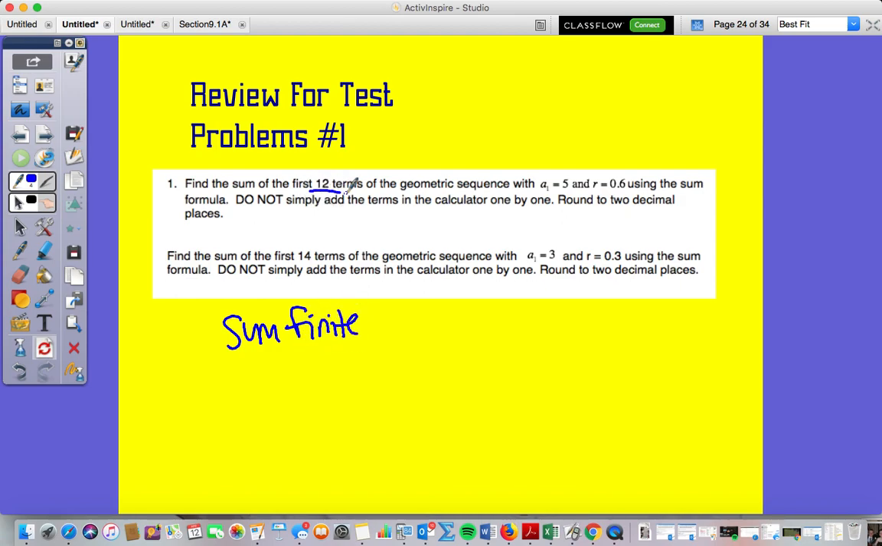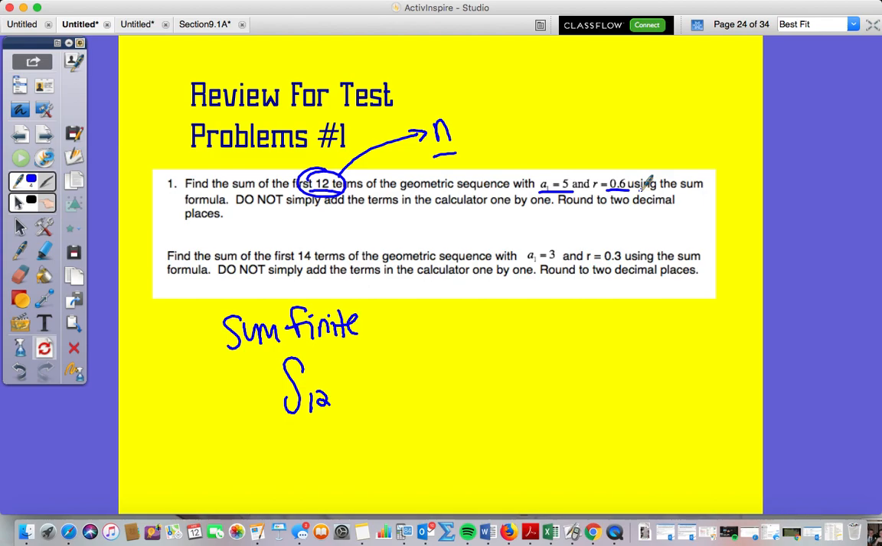What does 12 represent? A-N? Not a_n. It's like S of 12. That's the number of terms. N is what 12 is. I knew it had something to do with that. So 12 would be N. It's nice here because they gave us A1 and then R.